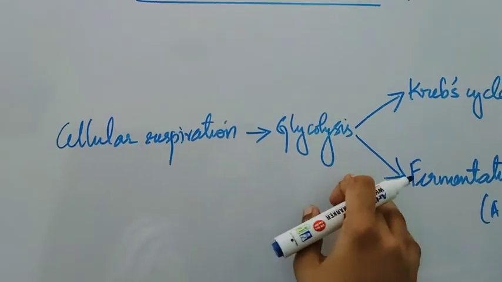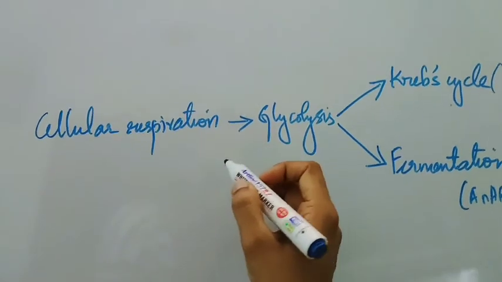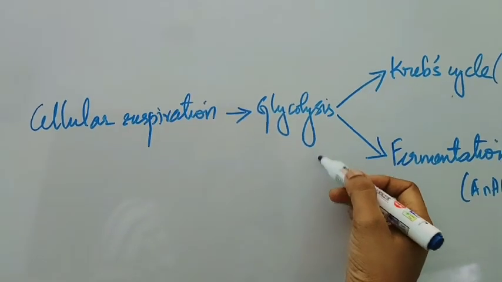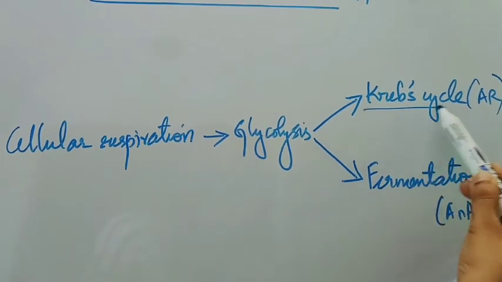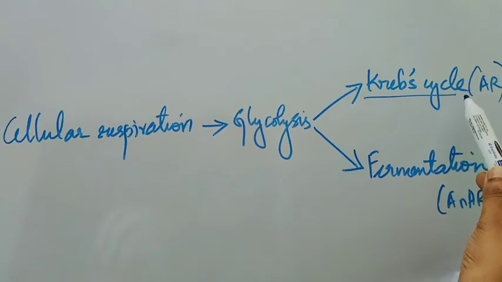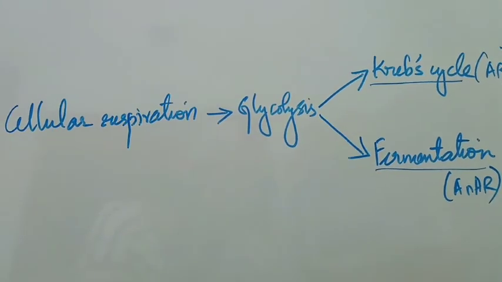It is a very long step. It is not a single step process. It is a multi-step process with the involvement of a lot of enzymes. Now this pyruvic acid, if it is an aerobic respiration, will enter into another cycle called the Krebs cycle. If it is anaerobic respiration, it will become a part of fermentation.